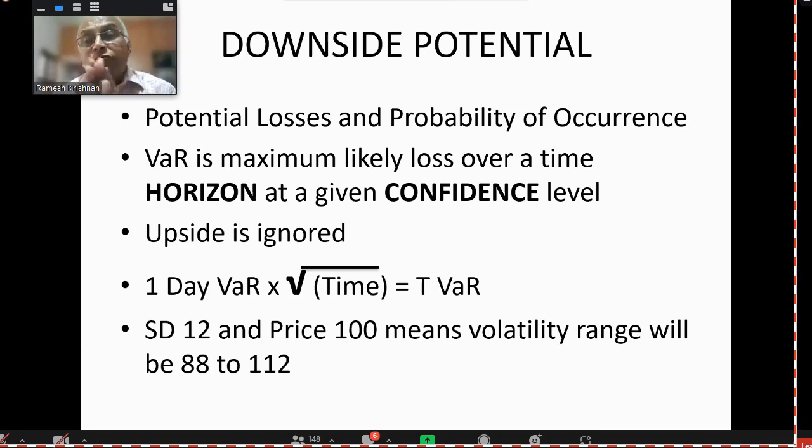Now, as a layman, I have not studied statistics or econometrics. I am a science graduate. So what does it mean when I say the standard deviation is 12? The volatility moves around 100, from 100 minus 12 to 100 plus 12. So that is what the VAR number 12 or standard deviation 12 means to me as a layman, that the volatility range will be between 88 and 112. This should be clear in your mind so that you can answer the question with logic.